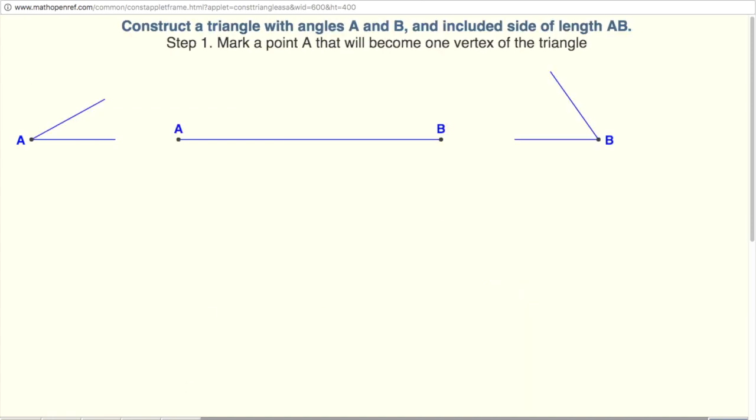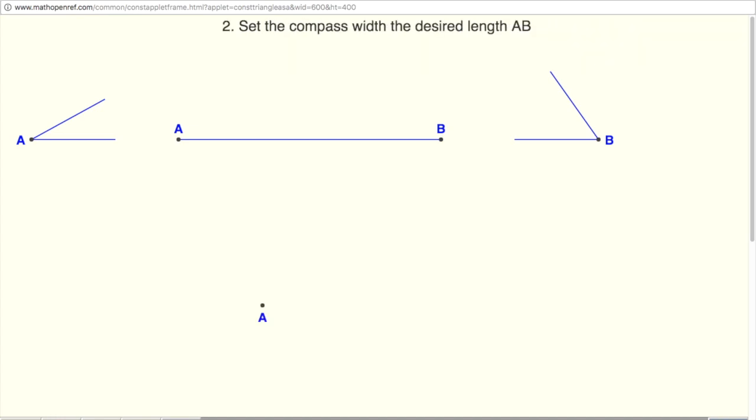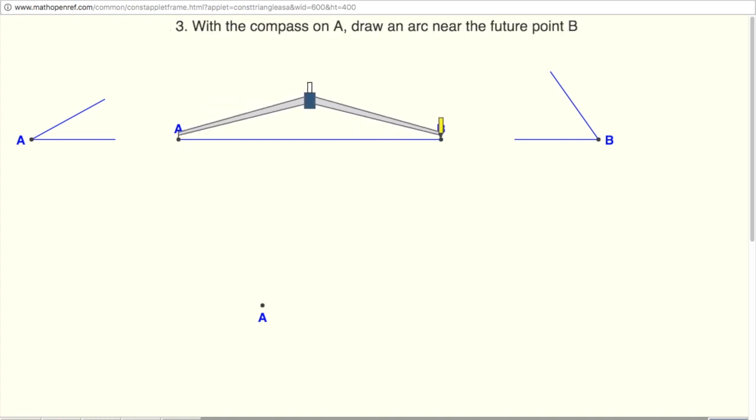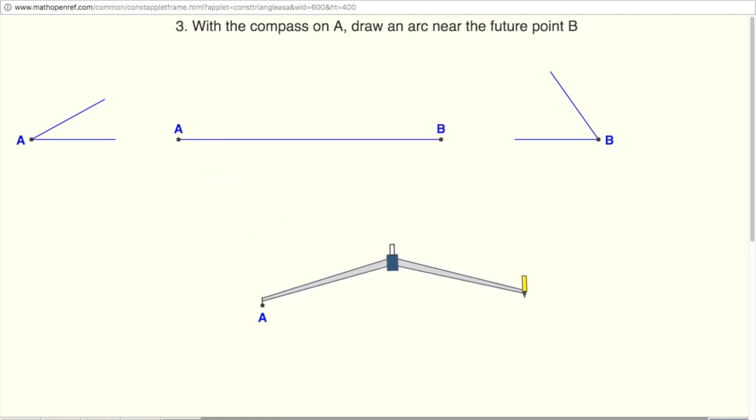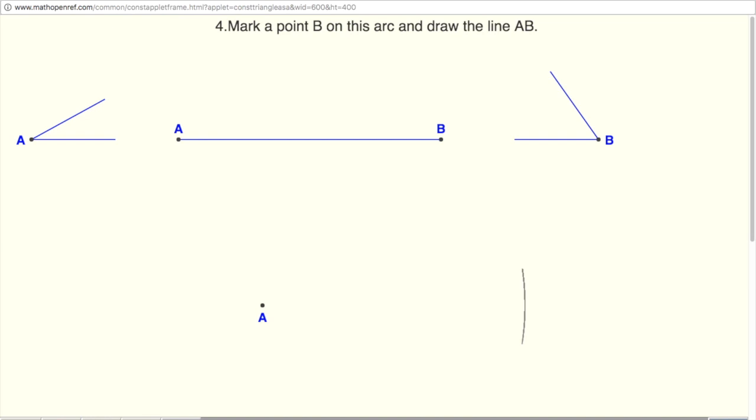Alright, now we're going to construct a triangle if you're given 2 angles and a side that's in between those 2 angles. So, to start, mark a point A that will become the vertex of the triangle, one of the angle points. Then set the compass width to the length of AB. And with your compass on A, draw an arc where you think B would be. Then mark point B on the arc somewhere, and then draw the line.